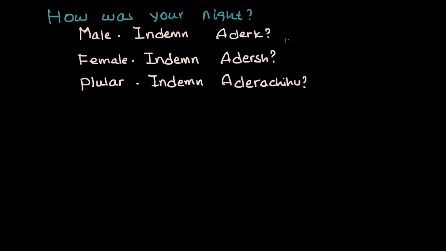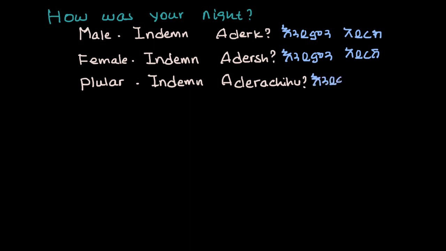Okay, good. The next step is you gotta learn how to write this Amharic expression in Amharic letters. So, እንደምን አደርክ? You can write it like this. Then እንደምን አደርሽ? And you can write እንደምን አደራችሁ? like this.